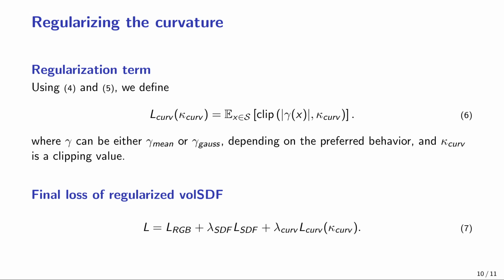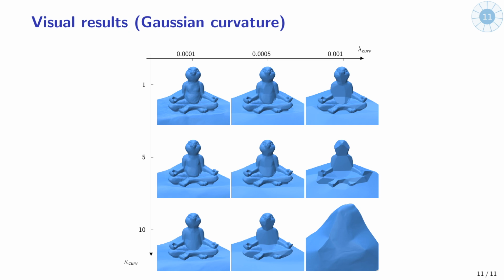The final loss for a regularized version of VolSDF corresponds simply to the RGB loss, the eikonal loss, and the proposed curvature loss. We now show visual results for the different values of the parameters of the regularization using the Gaussian curvature.